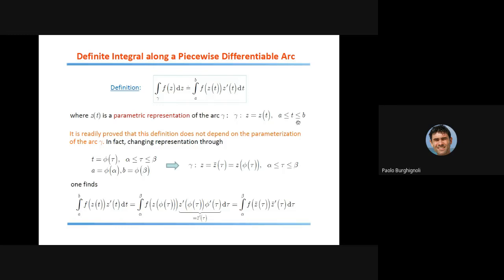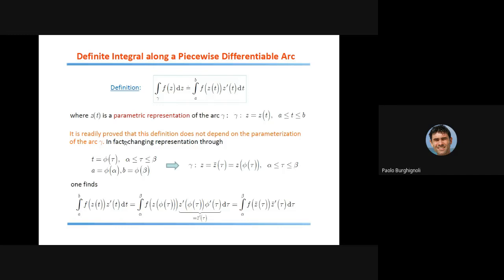It's easy to see that if you change your parametric representation, so for the same curve, you adopt a different kind of parametrization, which is something, of course, always allowed, then with this definition, the value of the integral will not change, which is, of course, something desirable. Otherwise, the number you get would depend on the way you parameterize your curve.